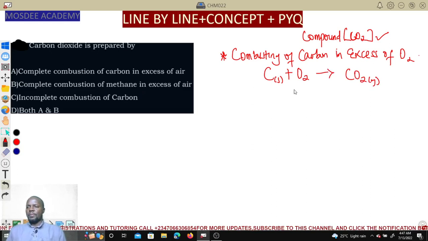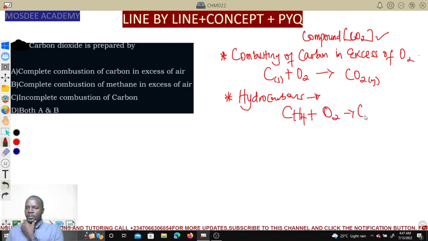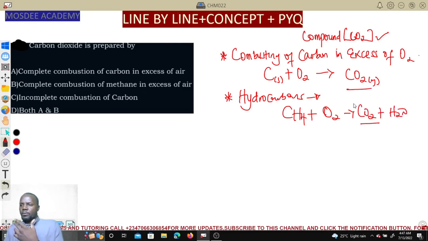Another way of preparing it, apart from that, is from hydrocarbons. So it can also be prepared from hydrocarbons. That is combustion of hydrocarbons, through CH4 plus O2. Combustion reaction always gives you carbon dioxide and water. You balance it. You can see CO2 is also being produced. So these are the two ways we prepare it directly.